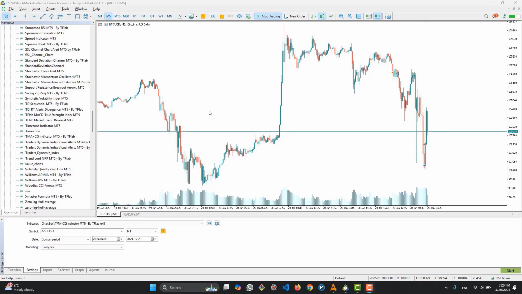Hello. In this video, I will be reviewing the TMA plus CG indicator, indices, on the MetaTrader 4 and MetaTrader 5 platforms.